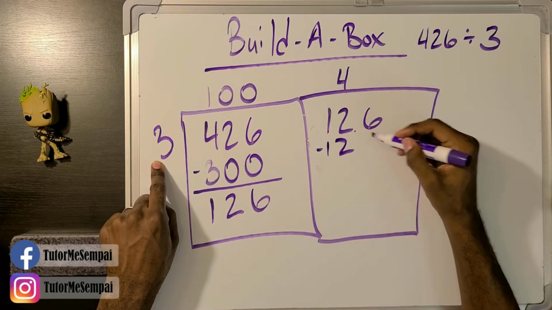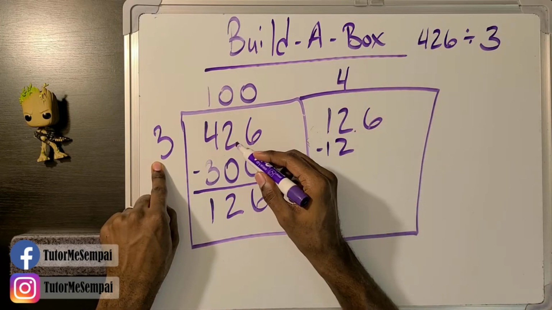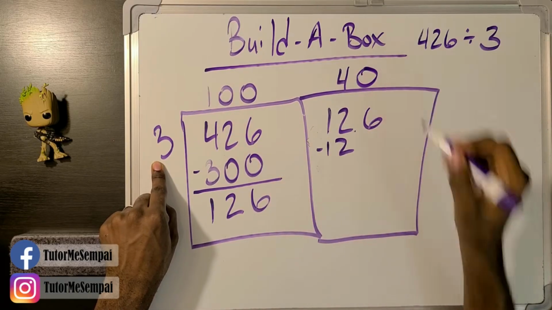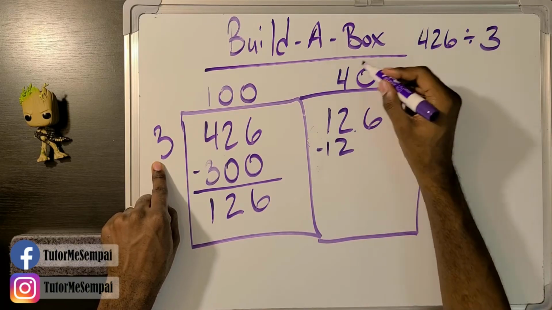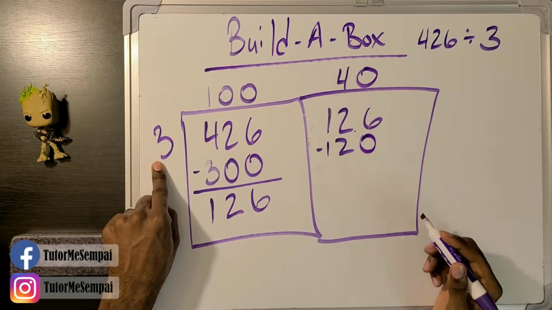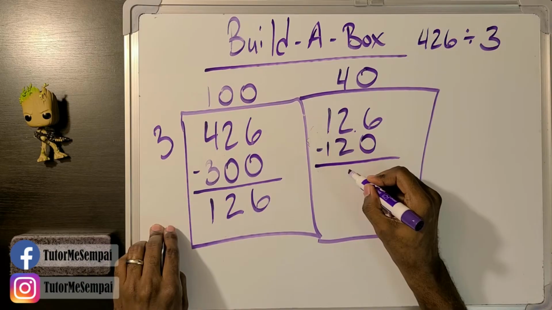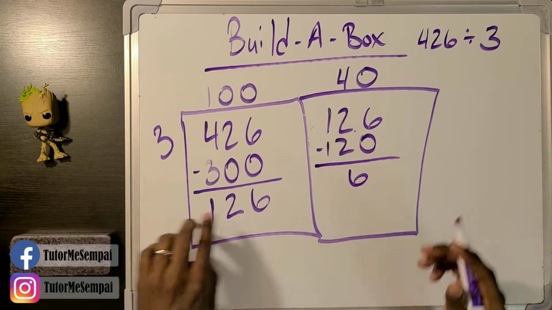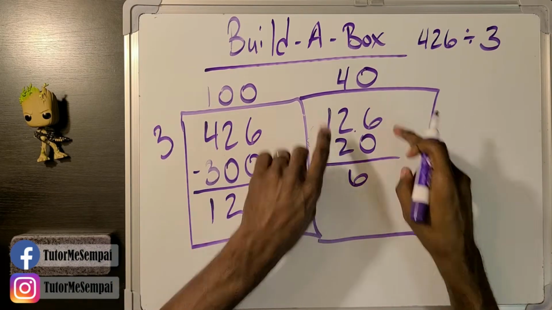We have an unused number here. Well, what do we do with our unused numbers? We put a 0 over them. And for every 0 we put 1 down here. Now we do our subtraction, and we're going to get 6 when we subtract 120 from 126.